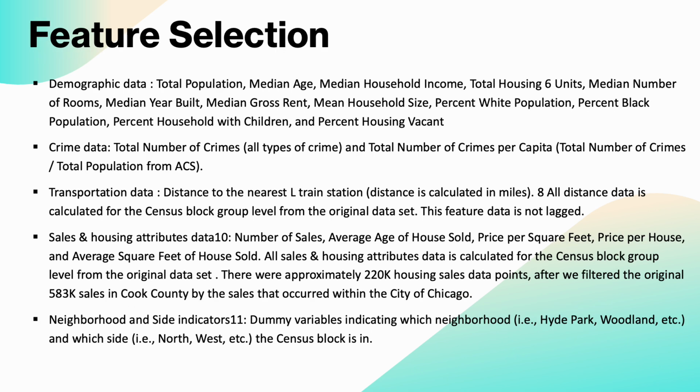So the final data set after merging had the following features from each data set. For example, from the demographic data set, it has total population and median age, whereas from crime, it had total number of crimes. From transportation, it has distance to the nearest L in miles. And from sales and attributes, it had number of sales and average age. And from neighborhood, it had dummy variables for each neighborhood, like Hyde Park, Lincoln Park, and so on.